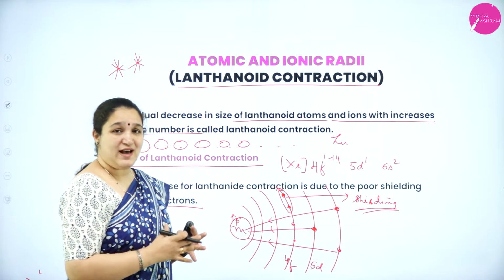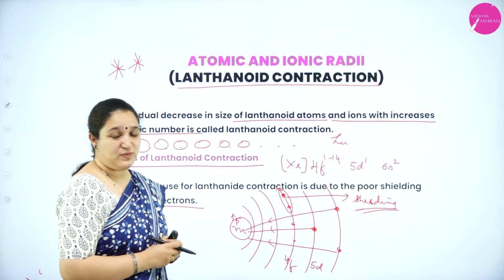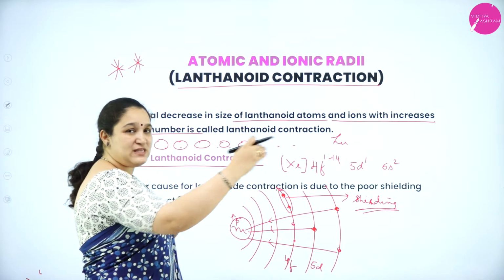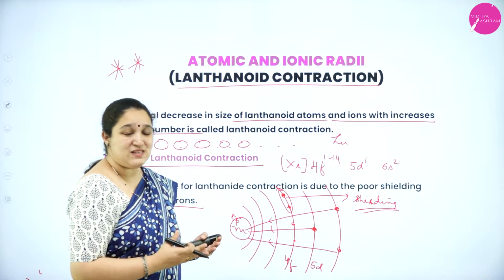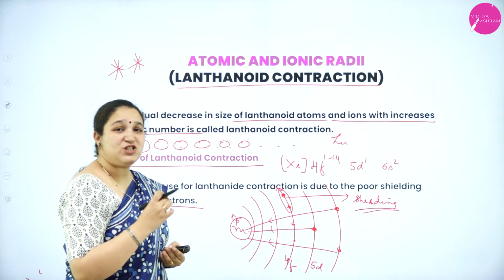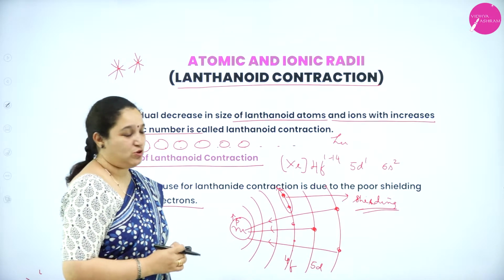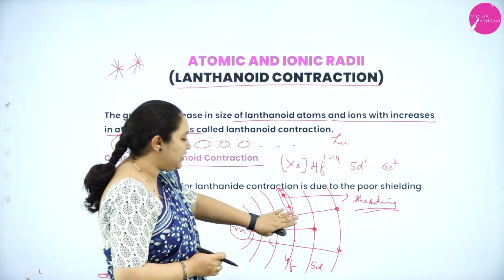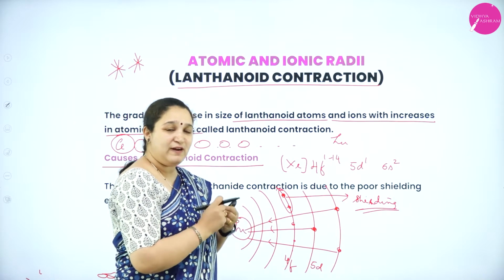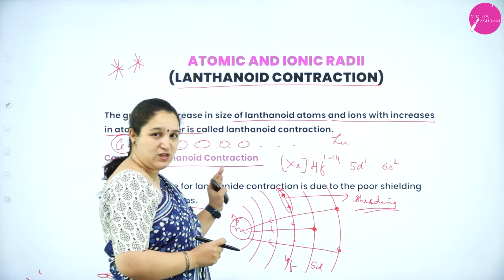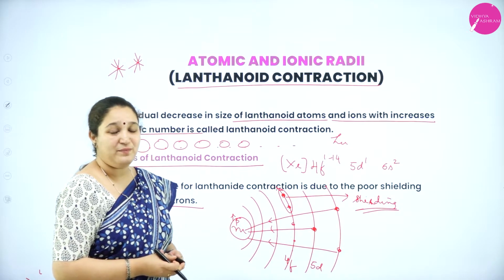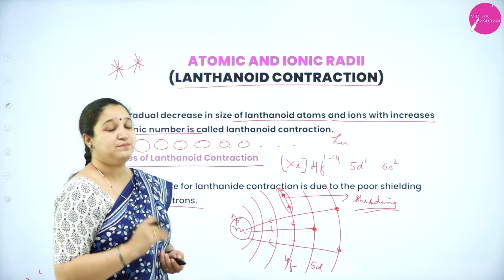So this is called lanthanoid contraction. The decrease in atomic size as we move along the lanthanoid series is called lanthanoid contraction, and the reason for this is the poor shielding effect of 4f electrons. The 4f electrons are not shielding the electrons in 5d and 6s, and thus there is a good effective nuclear charge as the number of protons increases and the atomic size goes on decreasing. Okay, so I hope you have understood this.